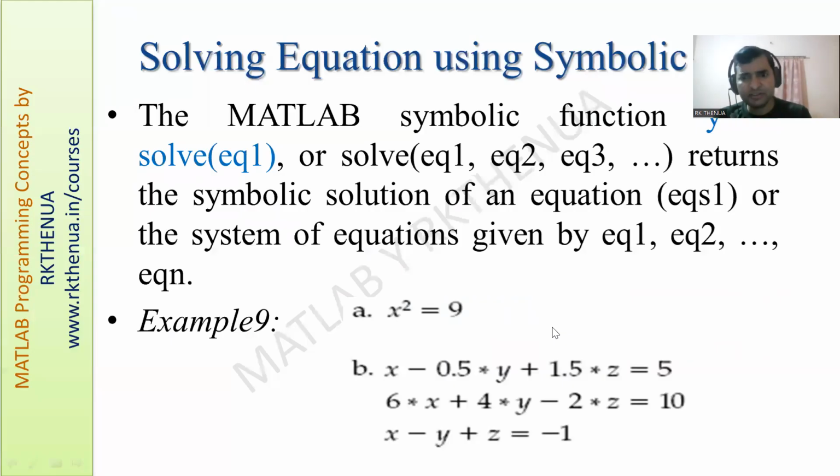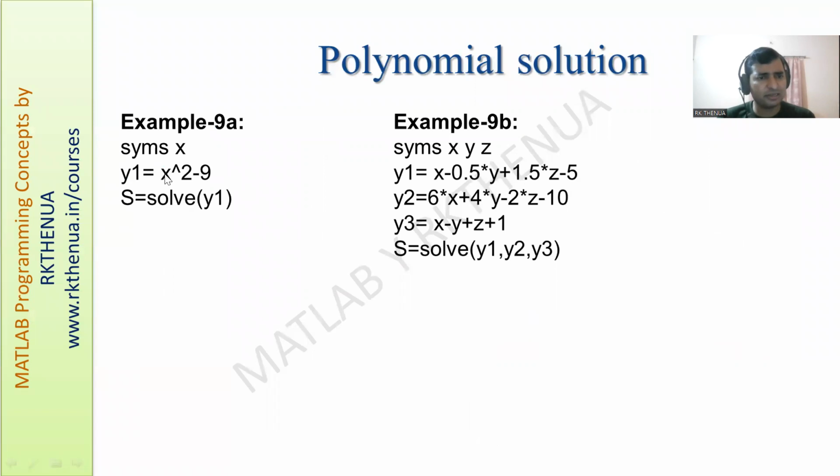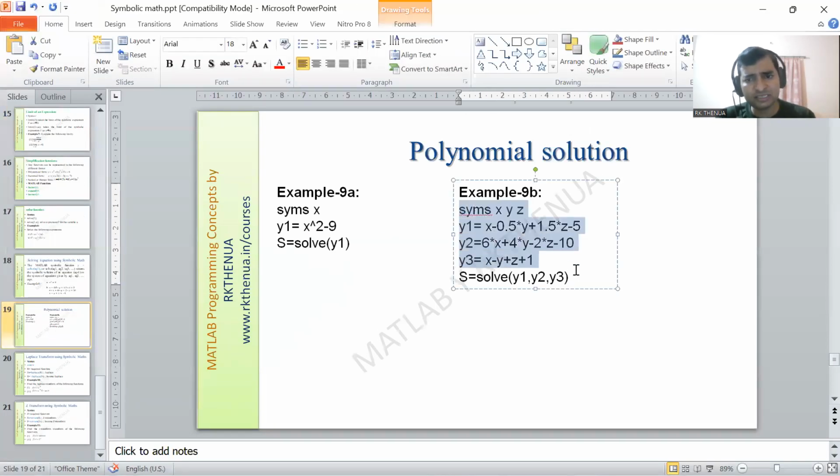So I have written these equations in this way. I wrote y1 is equal to x square minus 9, then solve in this way. Similarly, I have written the second example. I wrote the first equation in y1, the second equation in y2, y3, because writing all these equations in a single expression becomes lengthy. So I stored these in the variables y1, y2, y3, and I pass these y1, y2, y3 in the solve function. That is also possible. So if I evaluate this expression, let's see what the solution is.